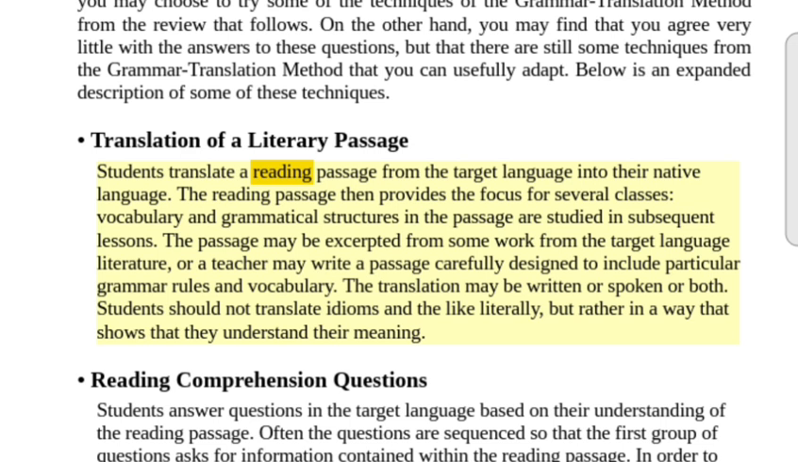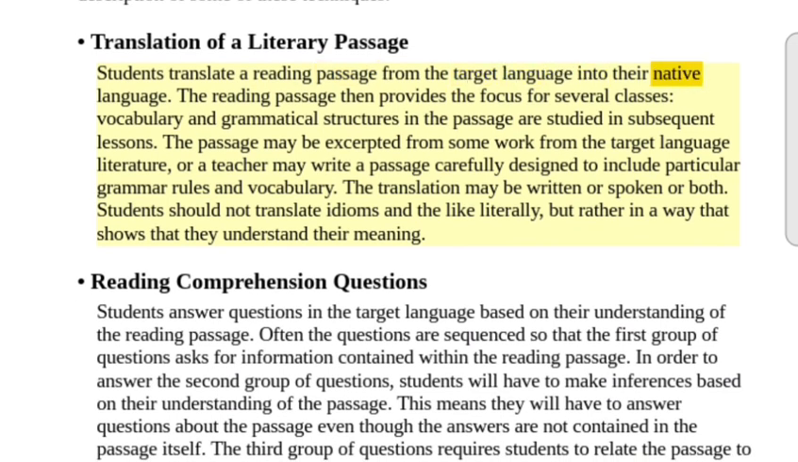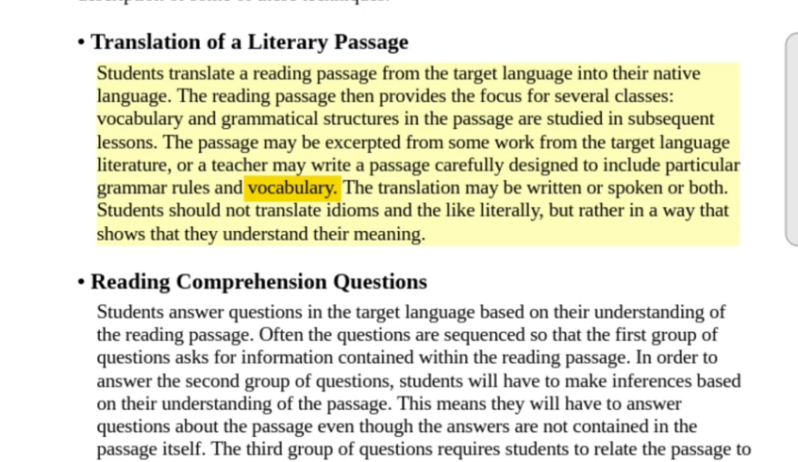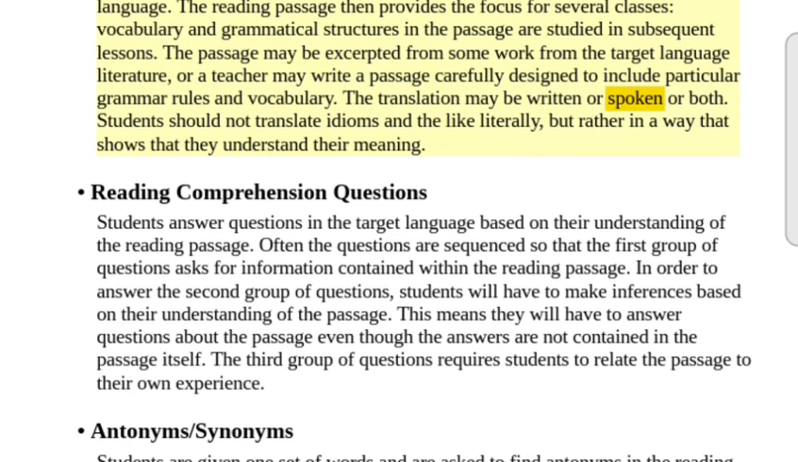Students translate a reading passage from the target language into their native language. The reading passage then provides the focus for several classes. Vocabulary and grammatical structures in the passage are studied in subsequent lessons. The passage may be excerpted from some work from the target language literature, or a teacher may write a passage carefully designed to include particular grammar rules and vocabulary. The translation may be written or spoken or both.